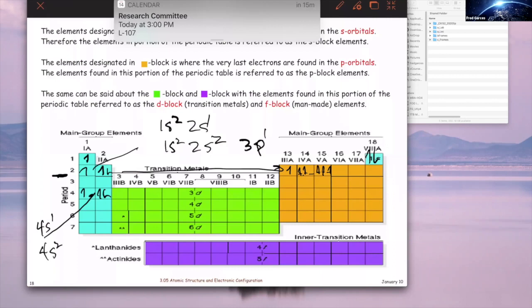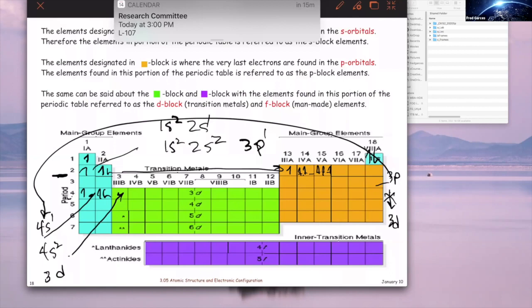But notice what happens after 4s. You get to the d orbitals. But this is not 4d, this is 3d. Again, we went from here 3p, not to d, not to 3d, but we went instead to 4s1. And then after 4s1, we went to 3d.